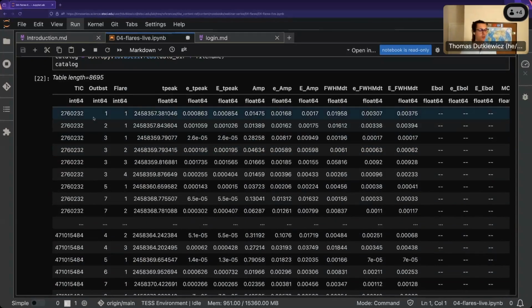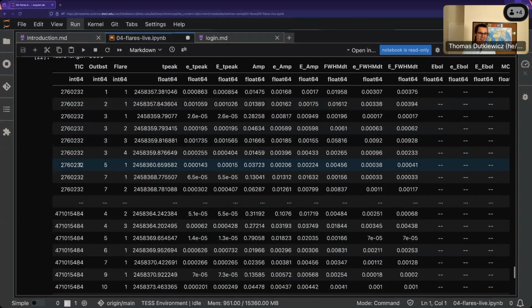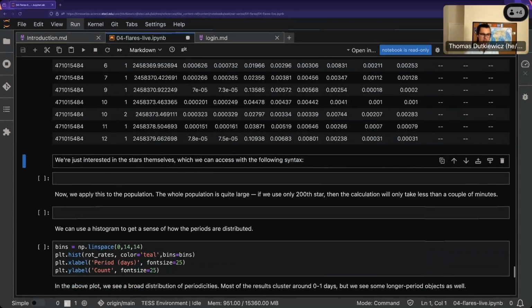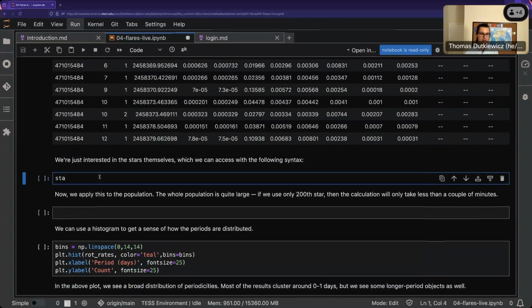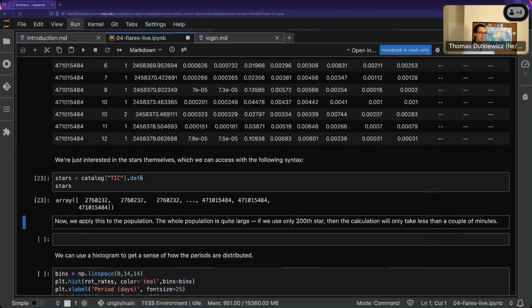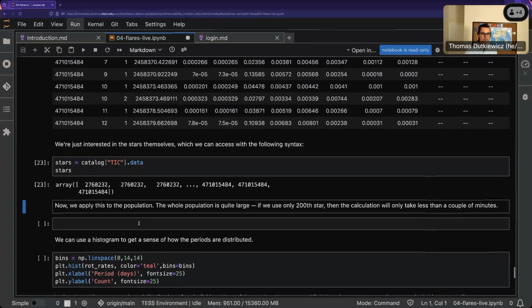So really, we're just interested in the TIC IDs, and that's the whole reason we loaded in this catalog, because it's got interesting ones. So let's extract those. Stars from the catalog, just the TIC dot data, and we'll print that out to make sure it makes sense. String of numbers, perfect. That looks like a TIC ID to me.